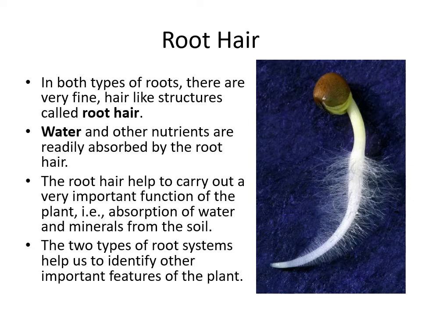In the taproot, there is a main root called the primary root, and there are smaller roots called the lateral roots coming out from the taproot. In the fibrous root, there are a number of smaller roots coming out from the base of the stem, and there is no main root in the fibrous root system.